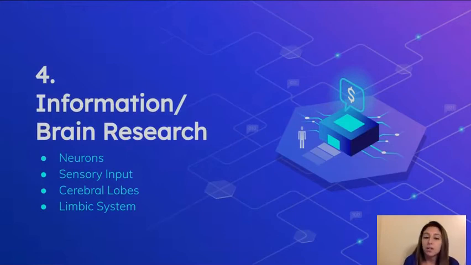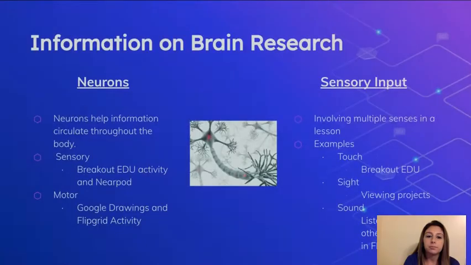So now, as we are getting a little bit into the end of the lesson, I want to talk about information and brain research. So talking about the neurons, sensory input, cerebral lobes, and also the limbic system. So here's some information on brain research that will be addressed throughout both lessons. So neurons help information circulate throughout the body.